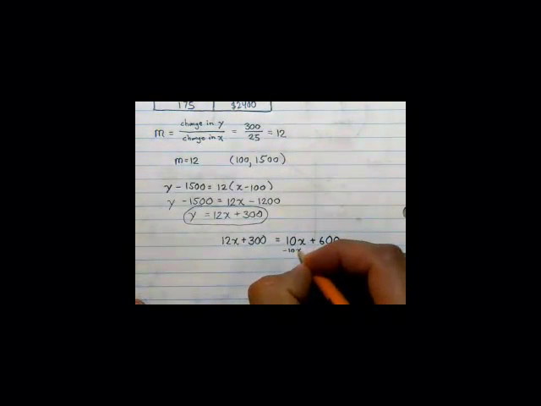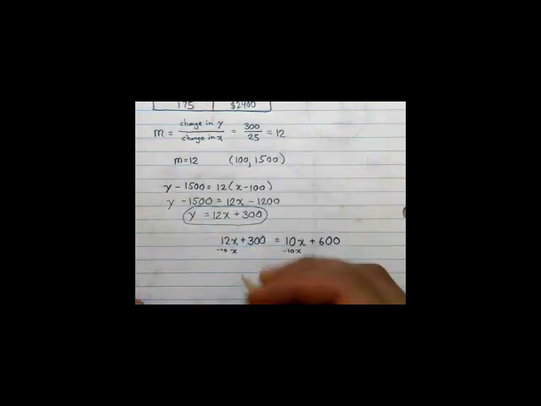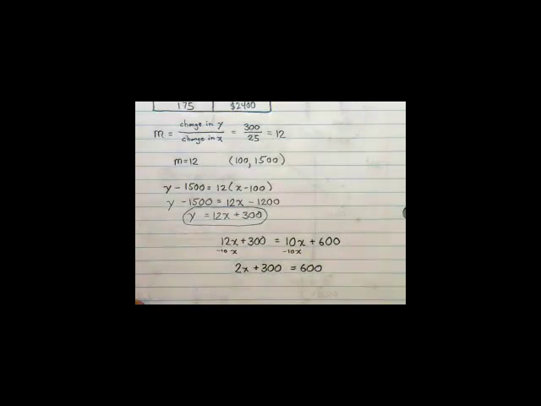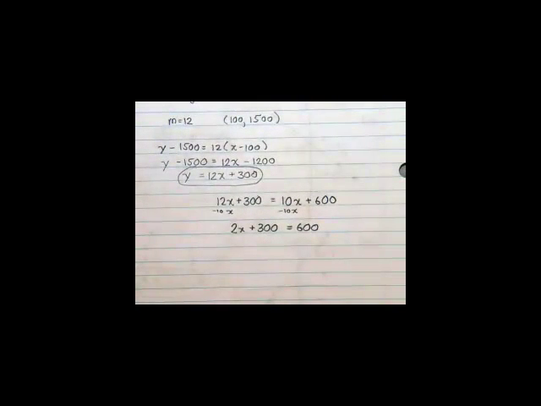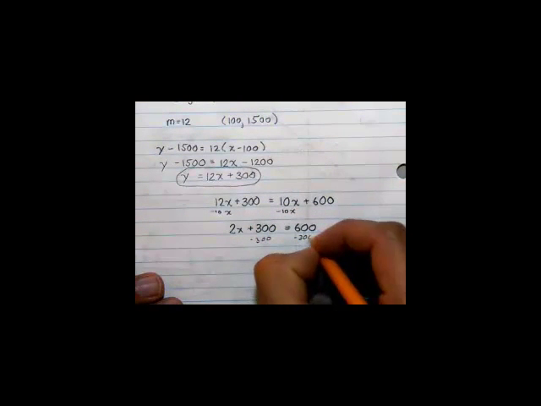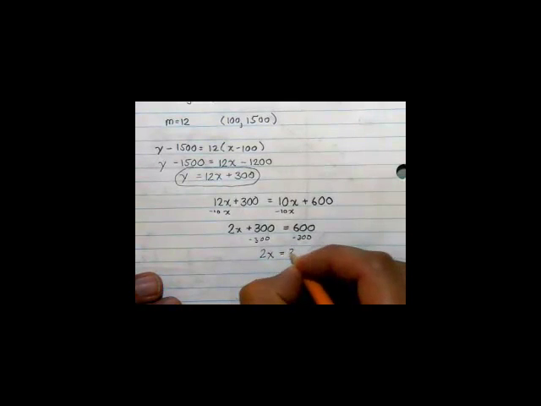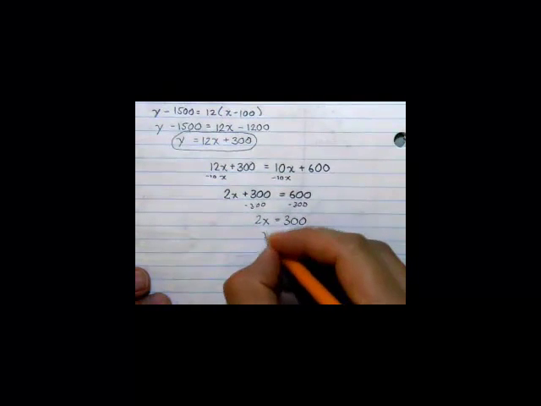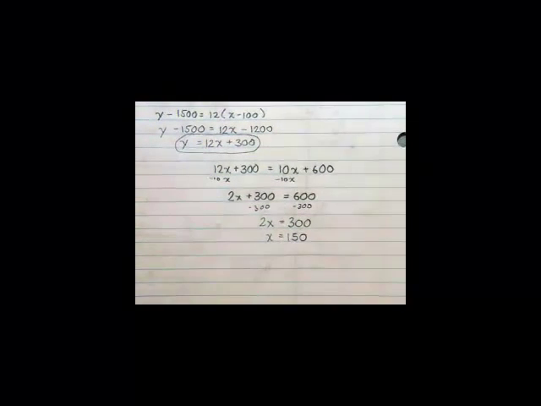Okay, so minus the 10x. That leaves me with 2x over here. Now what? Minus the 300. So 2x equals 300. And then last step? Divide by 2. So x equals 150. So they're going to cost exactly the same if 150 students go.